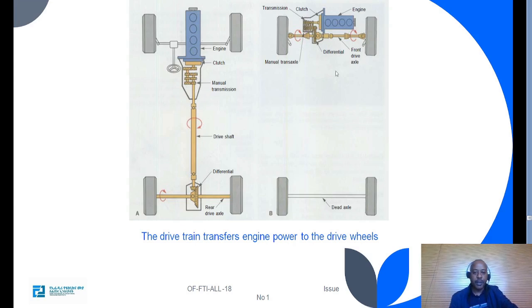And in picture B, we can see the engine located at the front, and the power is transmitted to the front wheels by using a transaxle. So here, transmission and differentials are combined together to make the transaxle.